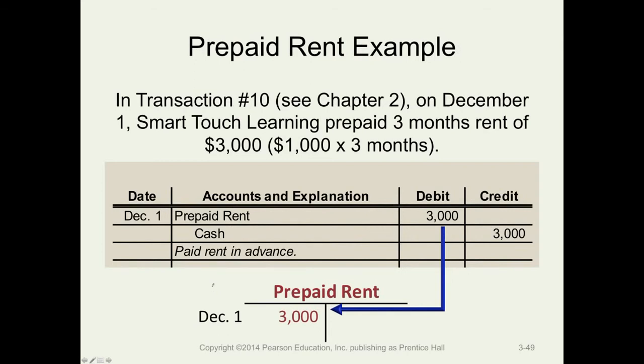Let's take a look at rent expense, and these are deferrals. So we're going to start with a deferral. And remember, going back to Chapter 2, on December 1st, let's assume that Smart Touch Learning prepaid 3 months rent in advance so that they would debit an asset account called prepaid rent. They would journalize it first in the journal, and then they post it to the ledger. And the original transaction debits prepaid rent, which is deferred rent or deferred cost, and credits cash.